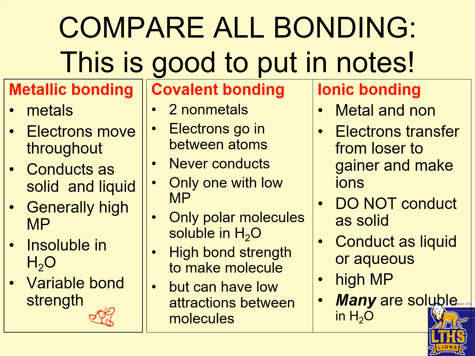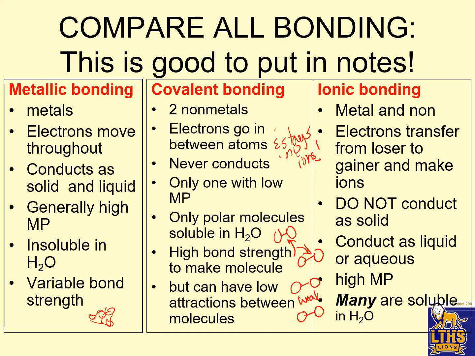Covalent bonding is two nonmetals. Electrons go in between atoms and stay, so they don't make ions. There are no ions. They never conduct electricity. These are the only kinds of compounds that could have low melting points and boiling points. Some of them are soluble in water. We'll get into that a little more. They have high bond strength to make a molecule, but low attractions between molecules. So this is a strong bond to make a molecule, but between this one and this one is weak.